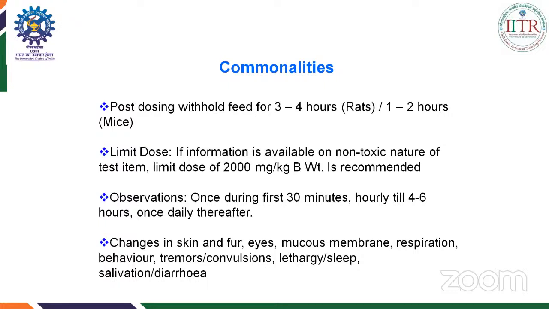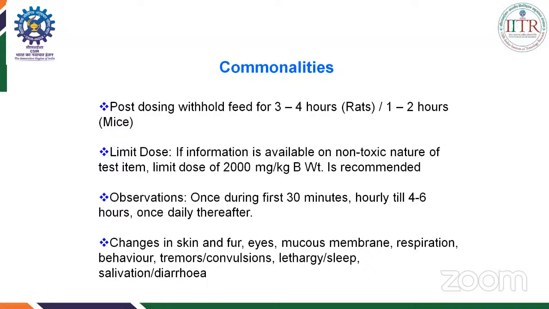They are observed for a period of 14 days, for the first 4 to 6 hours. They are observed every 30 minutes, and then thereafter they will be observed once in a day. So the observation includes changes in skin, fur, and then the mucous membrane, and any other say change in gait, or if there are any signs of any tremors, convulsions, etc. Important point is both the rats or mice, whichever is the species that is being used, have to be fasted prior to the dose administration.